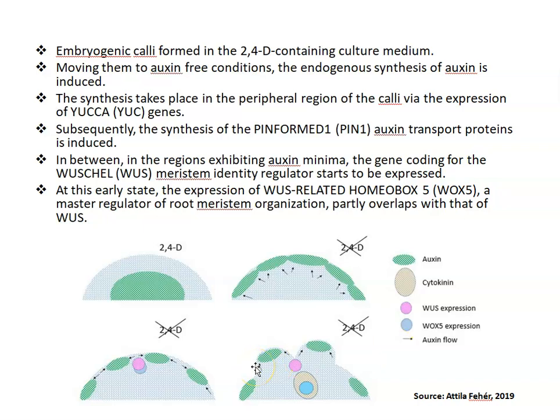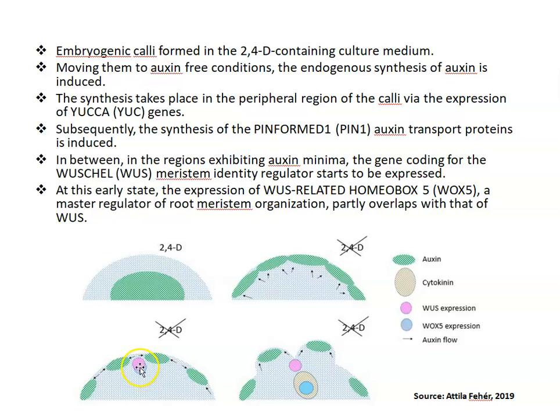So first, changes in PIN1 orientation result in auxin accumulation in patches. Where? At the callus surface, in between, at auxin minima. So the region where the arrows are present, this is the auxin minima region. So the expression of WUS transcription factor appears, and that partially overlaps with WOX5.